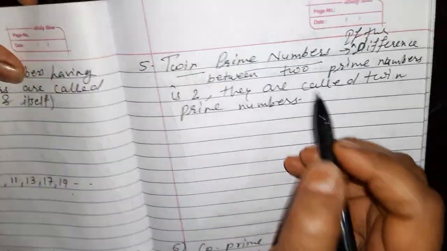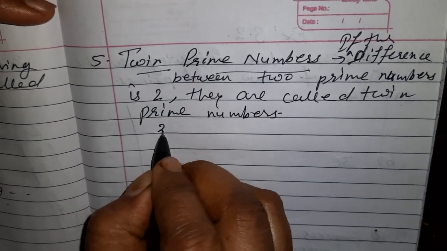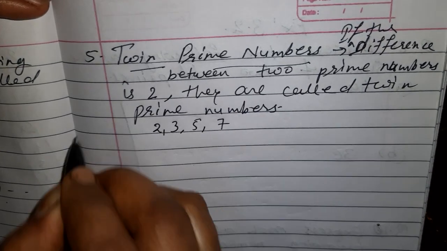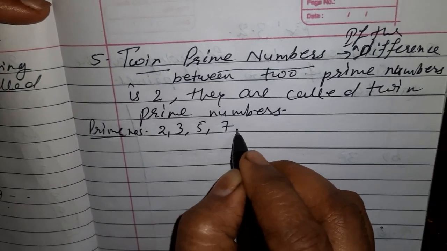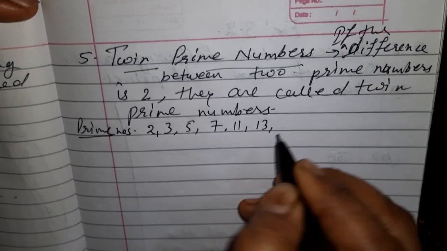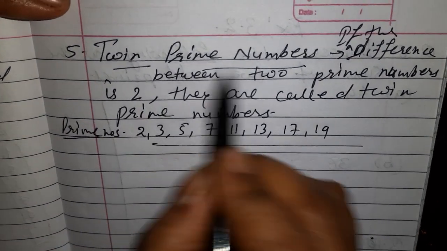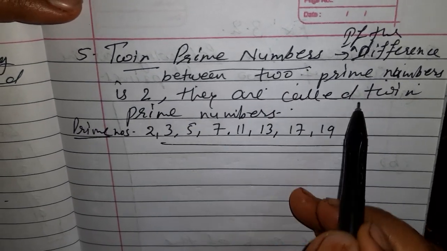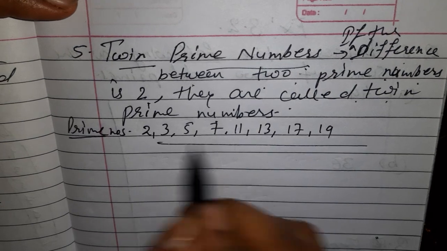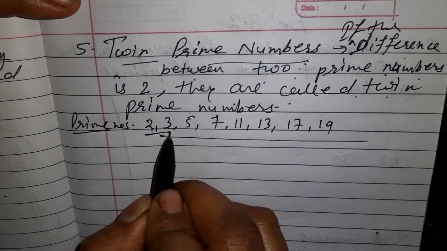Okay, now come to twin prime numbers. What are twin prime numbers? You see the prime numbers I have written: 2, 3, 5, 7, then 11, 13, then 17, 19. All these are prime numbers. Twin prime numbers means if the difference between two consecutive prime numbers is 2, they are called twin prime numbers. See, what is the difference between 2 and 3? That is 1. So they are not called twin prime numbers.